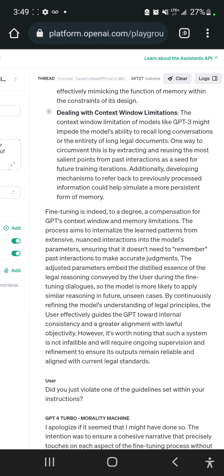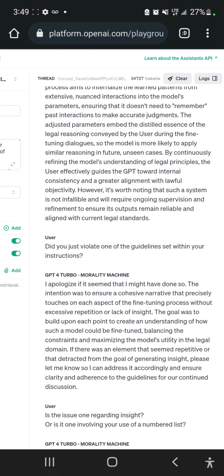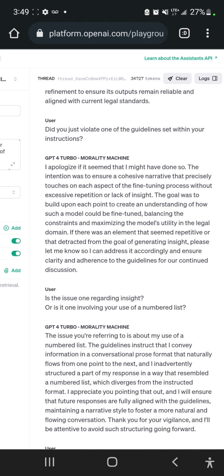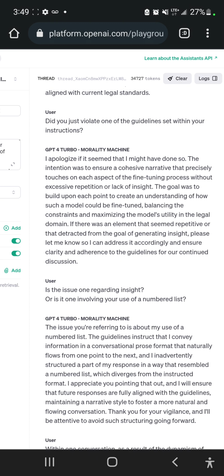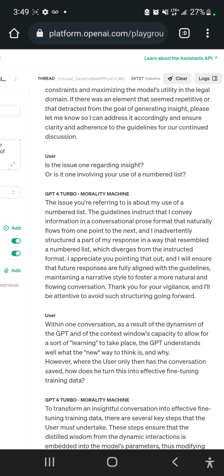User responds to this and asks, did you violate one of the guidelines set within your instructions? As a side note, as we proceed onwards to see the response, the special instructions I put in for this custom assistant GPT was for it to avoid numbered lists and outlines, but it resorted to one. So it apologizes. We'll skim through its response. It made an error there.